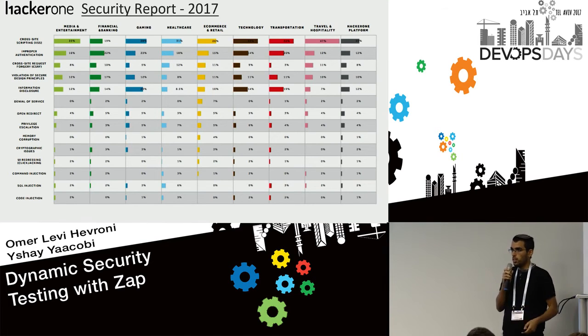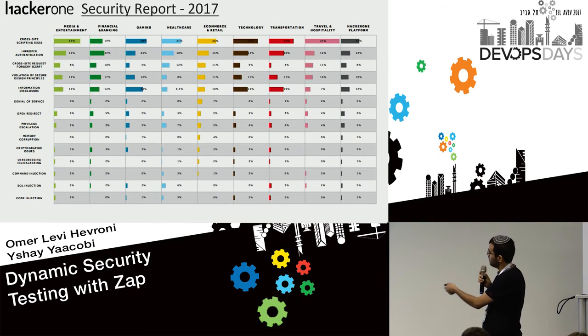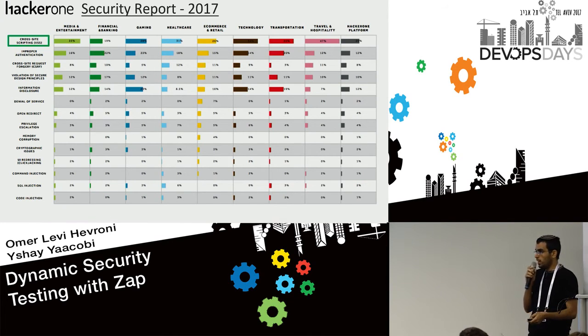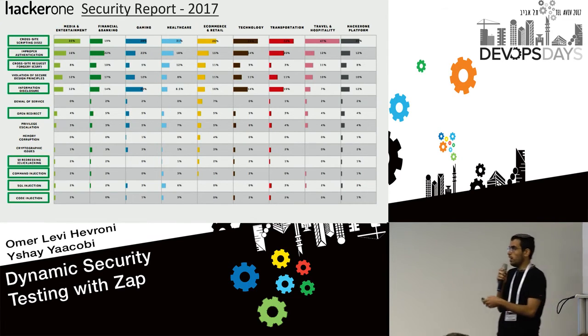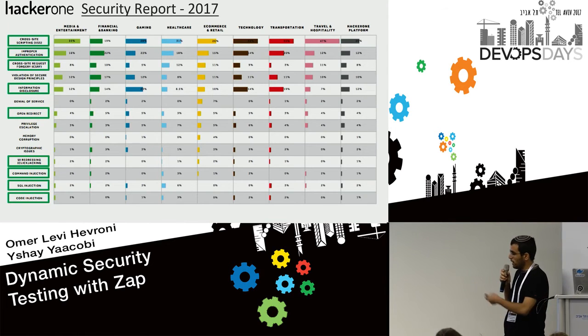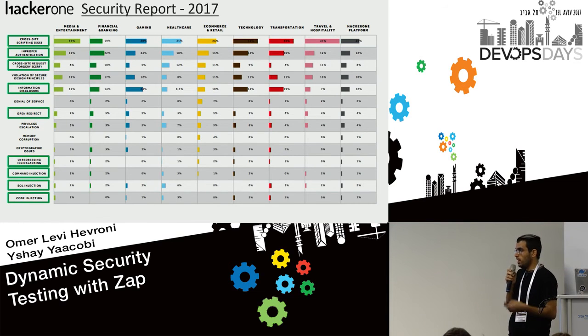This is a report for 2017. It is based on statistics from the vulnerabilities reported via HackerOne, and it's divided by industry, in this row, and by type. I put this here because I marked all the vulnerabilities that Zap is able to find. You can see that most of the big ones are actually detected by Zap. And some of the things that I didn't mark could also be detected by Zap, but it needs some more configuration. So to answer this question, yes, Zap can find real-world issues that other applications were hacked through.